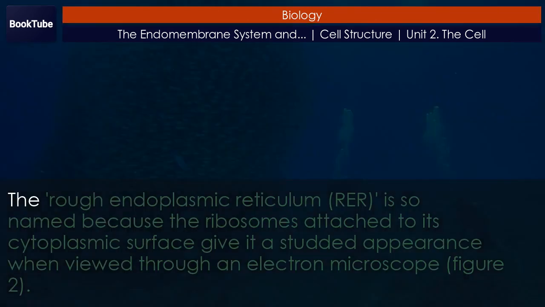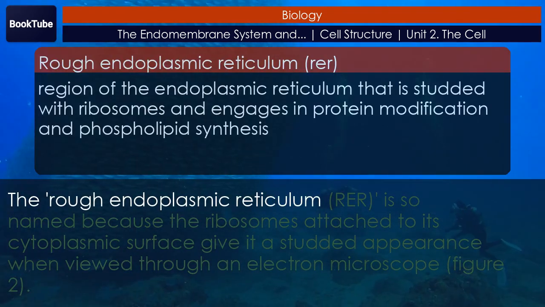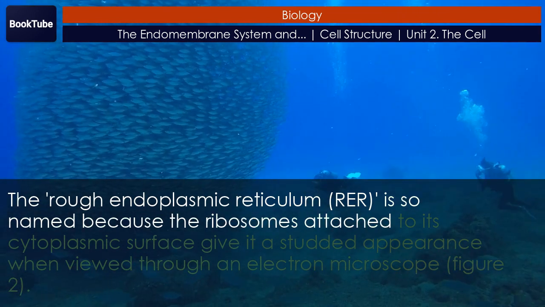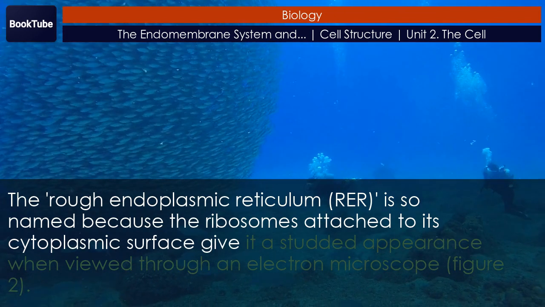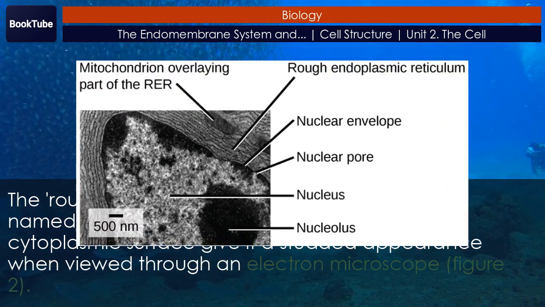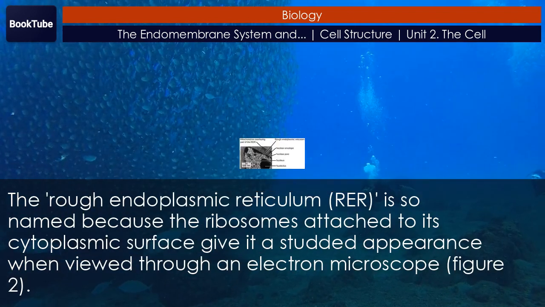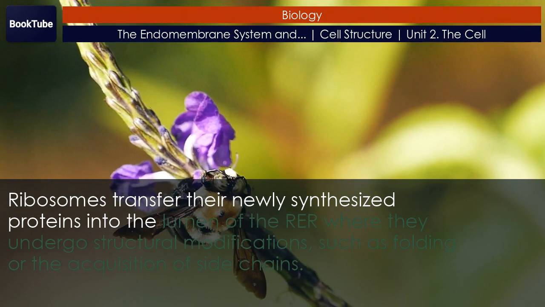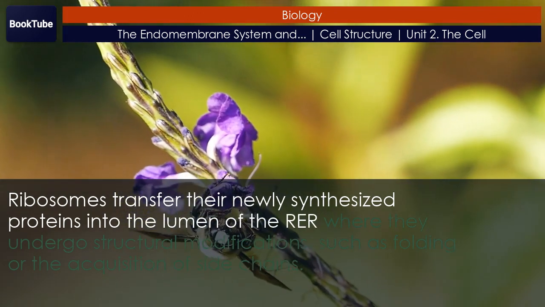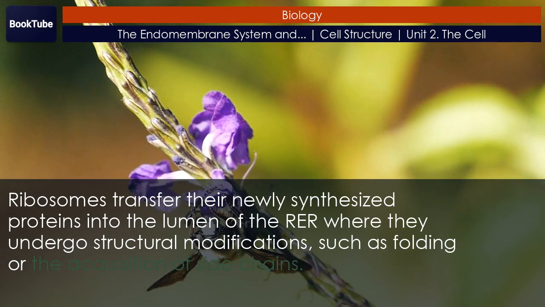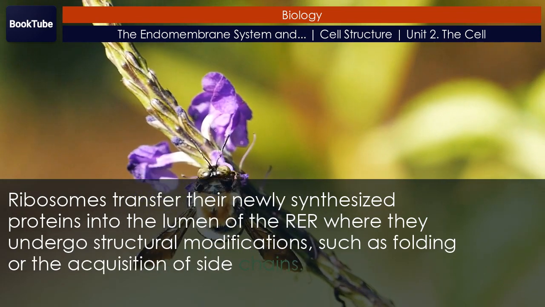Rough ER. The rough endoplasmic reticulum, RER, is so named because the ribosomes attached to its cytoplasmic surface give it a studded appearance when viewed through an electron microscope. Figure 2. Ribosomes transfer their newly synthesized proteins into the lumen of the RER where they undergo structural modifications, such as folding or the acquisition of side chains.